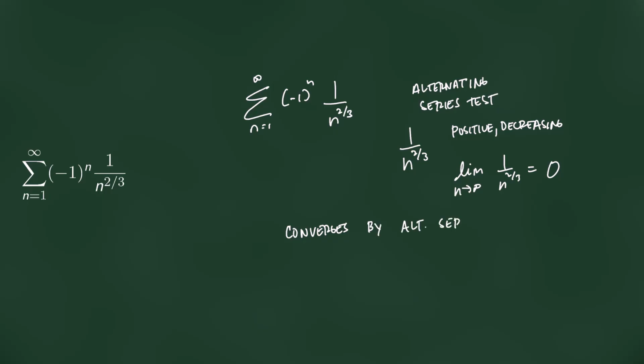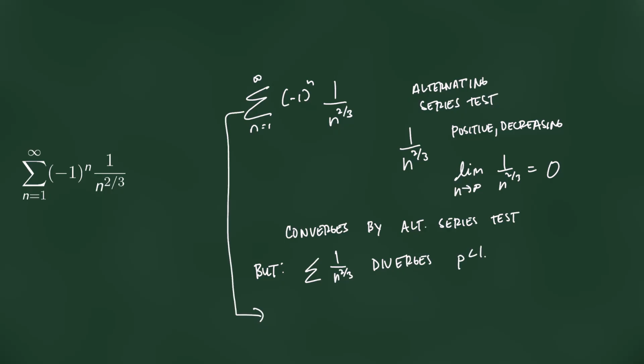But notice that the sum of 1 over n to the 2/3 diverges, because that's a p-test with p less than 1. So what we actually know is that this original series converges conditionally. In other words, without the alternating part, it fails to converge. But once we make it alternating, we get a convergent series.